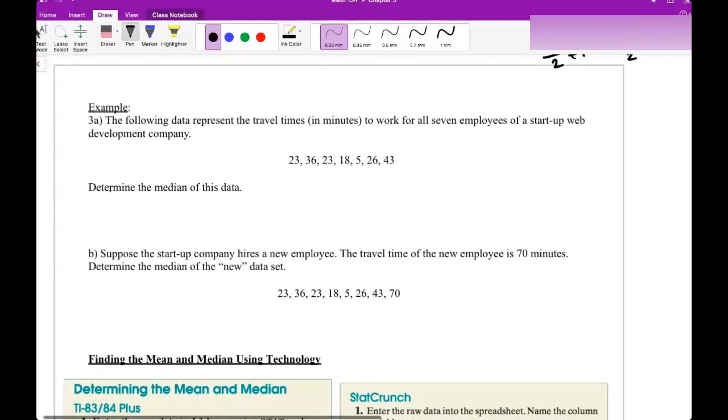Okay, next page, example number 3. The following data represent the travel times in minutes to work for all 7 employees of a startup web development company. So we have sample size here, 7. So we have these numbers. Determine the median of these data.